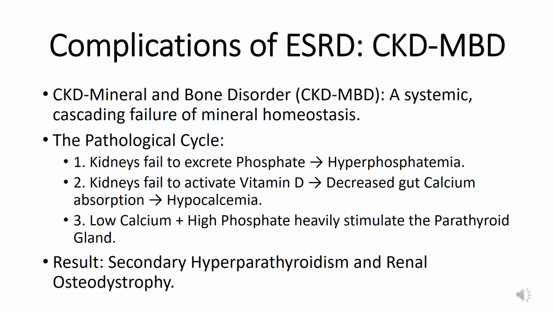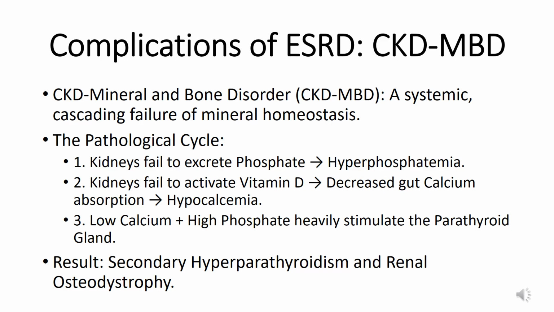In healthy kidneys, phosphate is filtered and excreted efficiently. But in end-stage renal disease, this process fails. Phosphate begins to accumulate in the blood. This condition is called hyperphosphatemia. High phosphate levels become toxic over time.